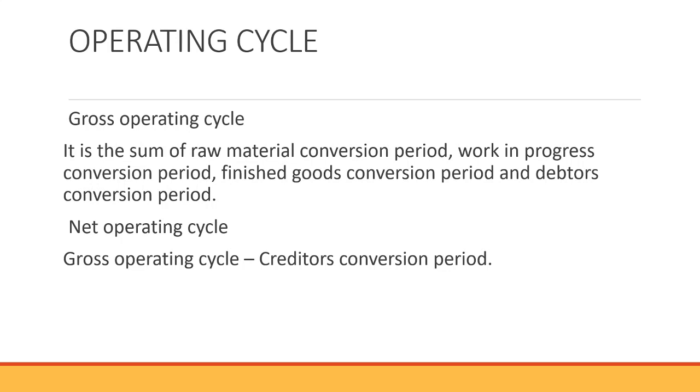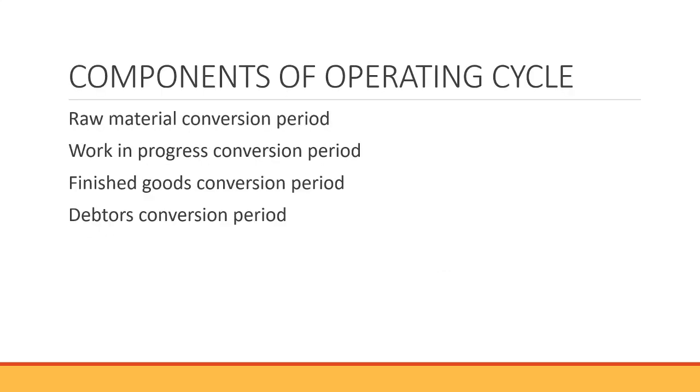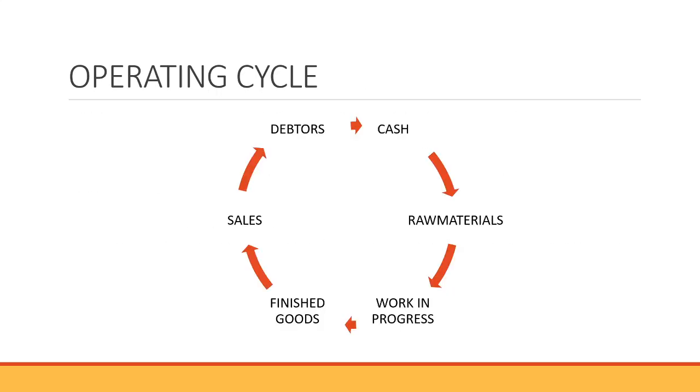Now, we have another concept called the net operating cycle. Net operating cycle is the gross operating cycle minus the creditors conversion period. To that extent, we receive credit from the suppliers for the supply of materials, so we need not maintain the working capital. To that extent, it reduces. So, net operating cycle is gross operating cycle minus the creditors conversion period. Operating cycle is an important concept in determining the working capital.